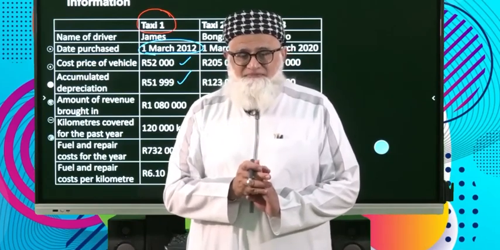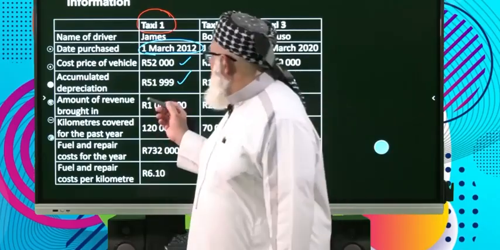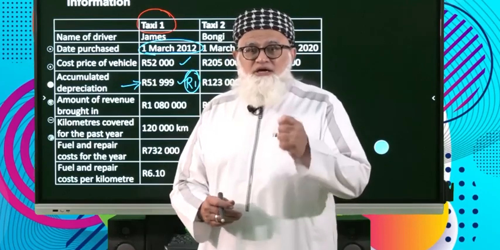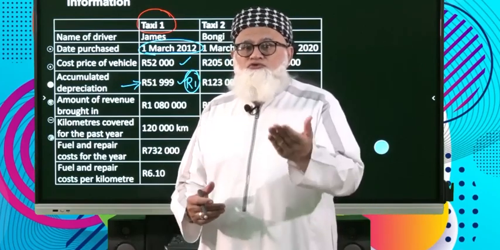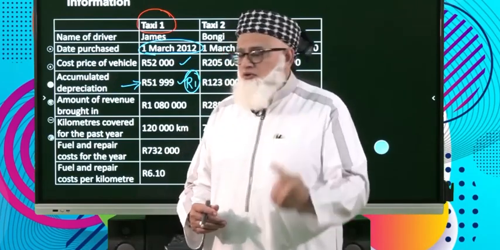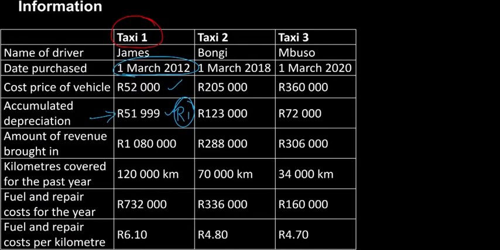Again, look at the data that you have, and you can clearly see here that this is an old taxi. Well, how do we know that? Because the accumulated depreciation is already 51,999 Rand, meaning that it has a carrying value of 1 Rand. And you do remember how to do the calculation when you have an old asset where you have to arrive at a carrying value of 1 Rand. Amount of revenue brought in, kilometers covered, fuel and repair cost, and the fuel and repair cost per kilometer.